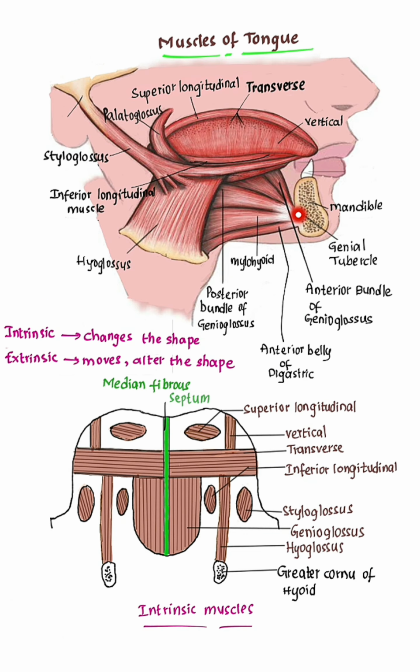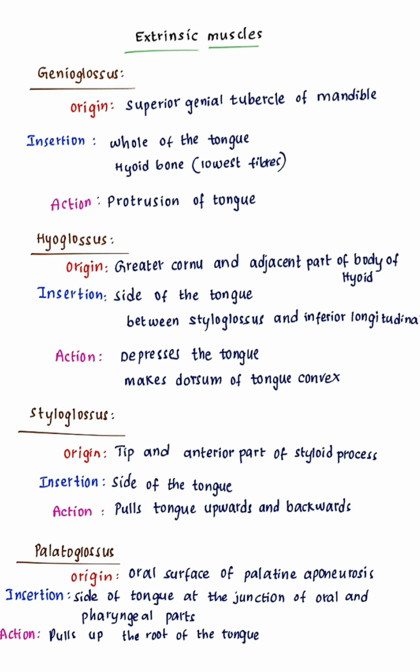Genioglossus arises from the genial tubercle of the mandible. It inserts into the whole of the tongue and its lowest fibers insert into the hyoid bone. Genioglossus is also known as the safety muscle of the tongue as it is responsible for protrusion of the tongue.